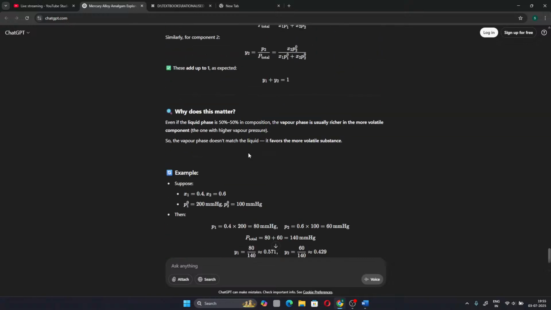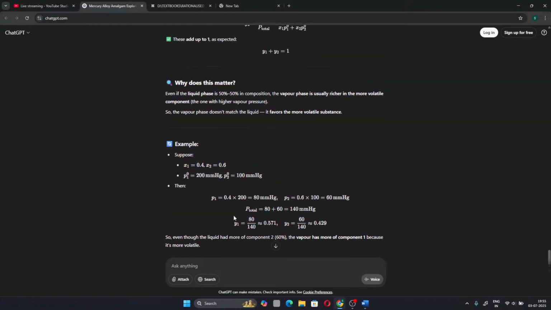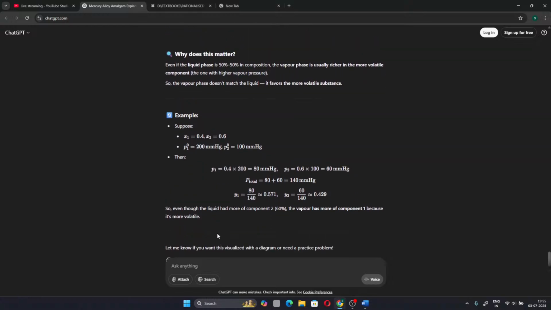As for why this matters, the partial pressure in the vapor phase doesn't actually depend on the amount of the substance present in the solution. Even if a solution contains more of a substance, the partial pressure doesn't depend on the amount of substance in the liquid, but on the volatile nature of the substance. The more volatile the substance in the solution, the higher the partial pressure that component will contribute to the total pressure.